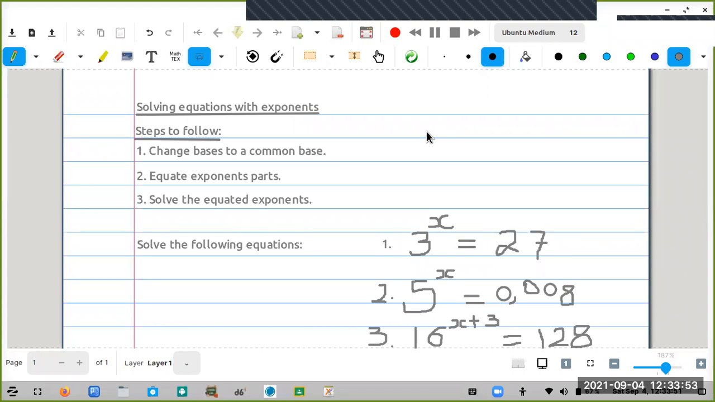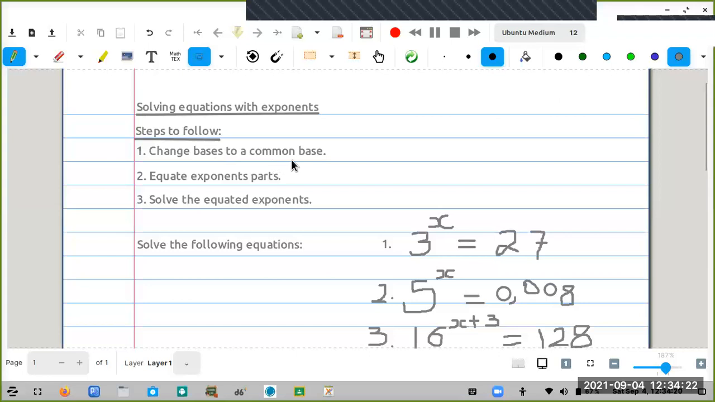I'm going to deal with the topic solving equations with exponents. So these equations have got exponents. Whenever I'm solving equations that have got exponents, I use the following steps. One, change the base to a common base. So we have to change the bases of the numbers to a common base.